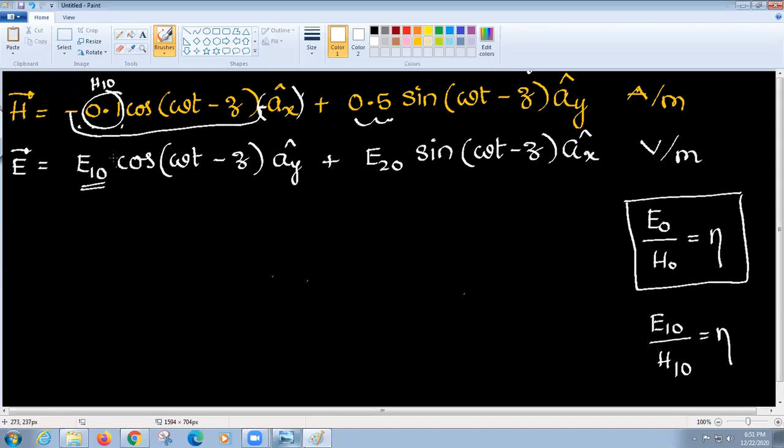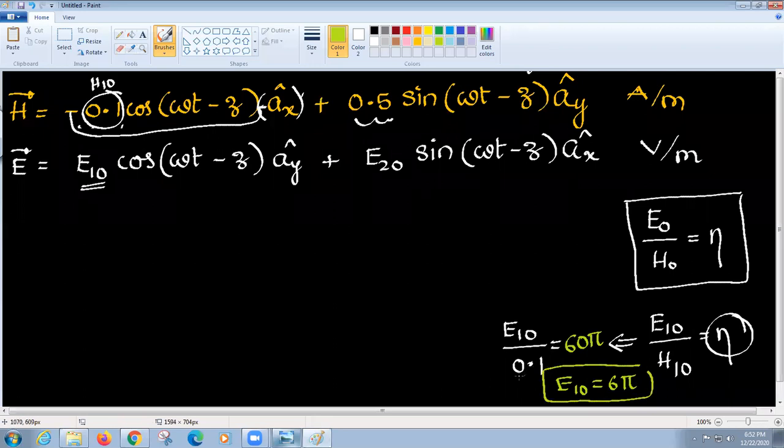Okay. So therefore H1 naught is equal to positive 0.1. So I have E1 naught, we are going to find this by H1 naught is equal to 0.1. And we have eta given in the question. You have eta is equal to 60 pi. Therefore E1 naught is equal to 6 pi. So multiply this with this, you get 6 pi. So I'll replace this E1 naught by 6 pi.